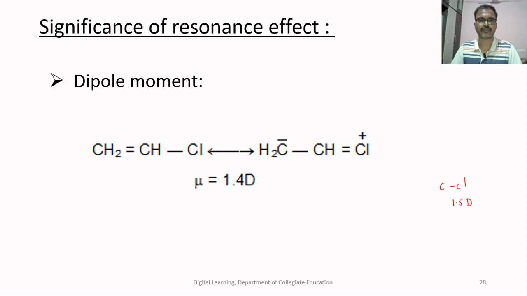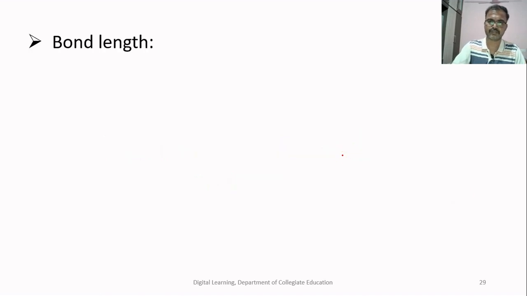It can be explained on the basis of resonance. As we know that there are 3 lone pairs of electrons on the chlorine, which can be involved in the delocalization like this. So as a result, the single bond is going to have a partial double bond character. As a result of this, the dipole moment decreases. Then another importance of this, we can use the concept to explain the bond length.